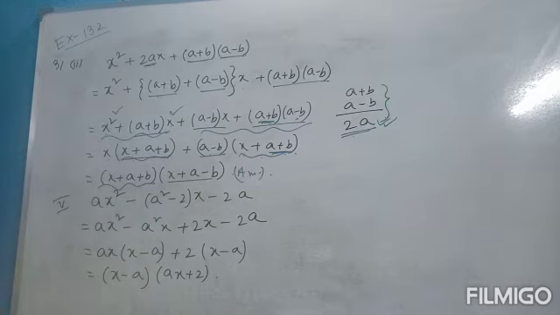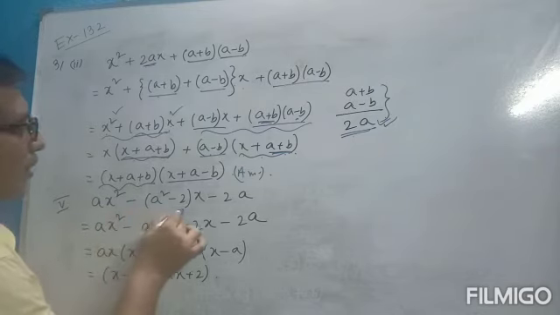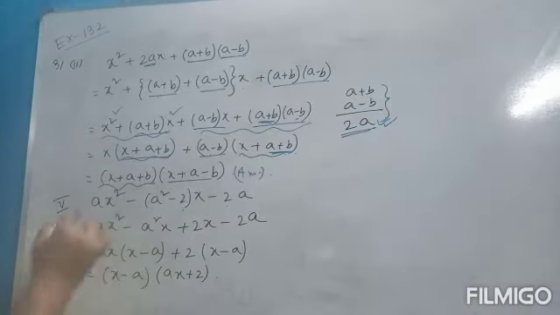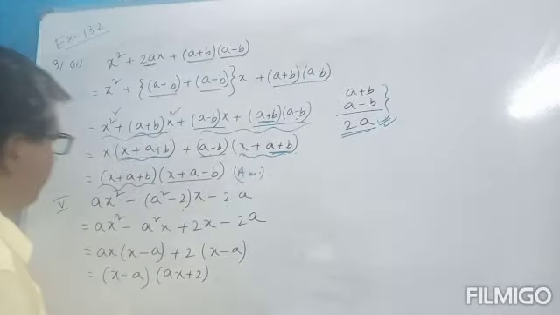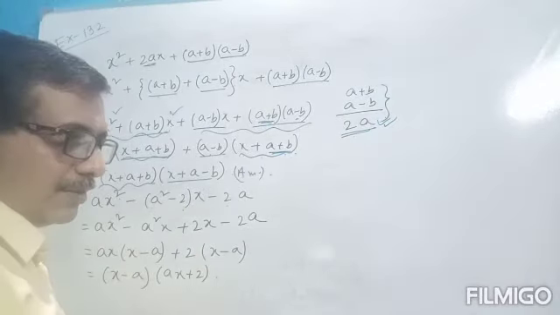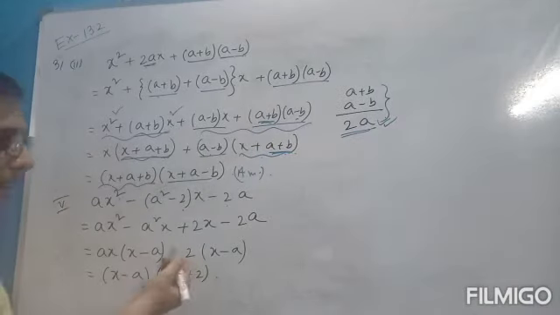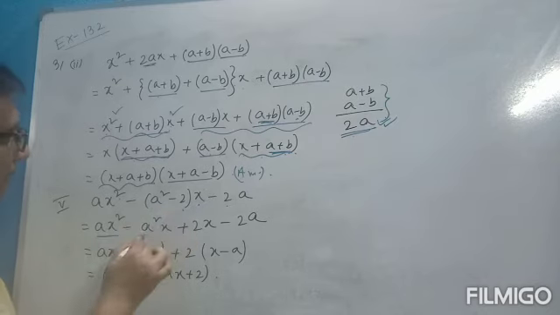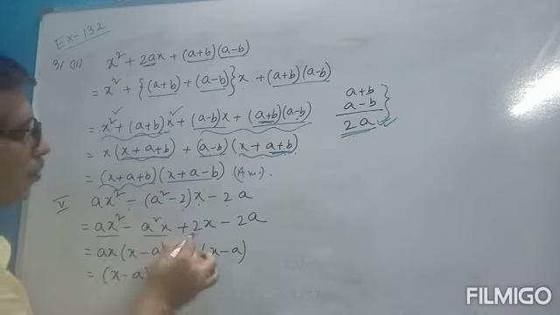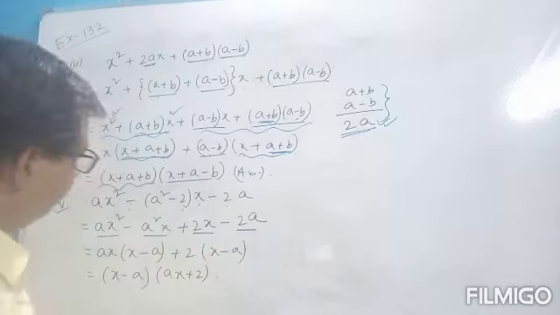Next, another question, 5. This is ax square, a square minus 2 into x minus 2a. Here let us take the variable x, so this power is 2 and this power is 1, so it can be solved by middle term factor. It may be done in another way, but here we study middle term, so try this with middle term factor. So ax square, a square into x minus plus 2x, minus 2a remains the same.